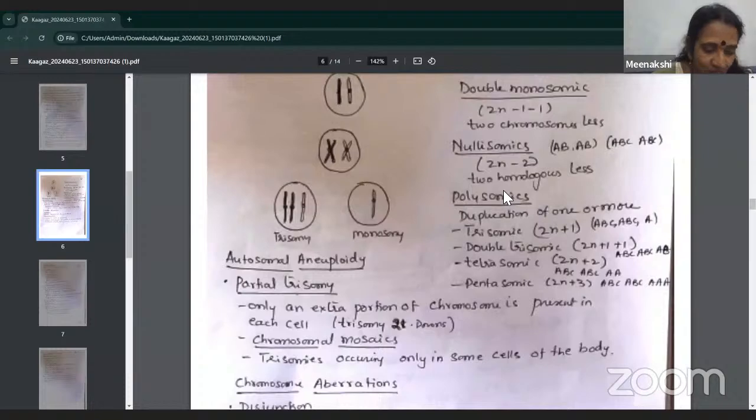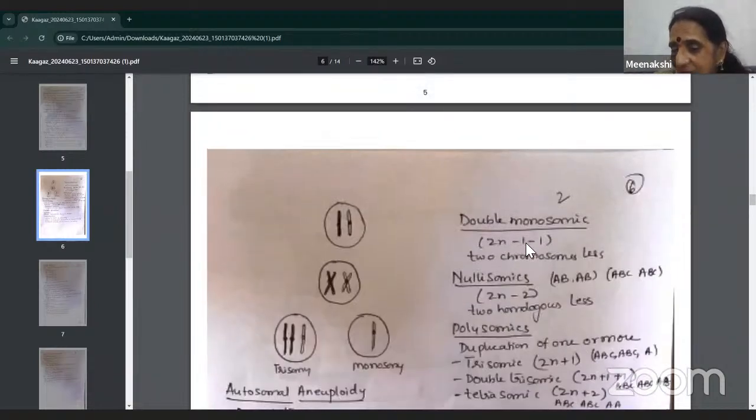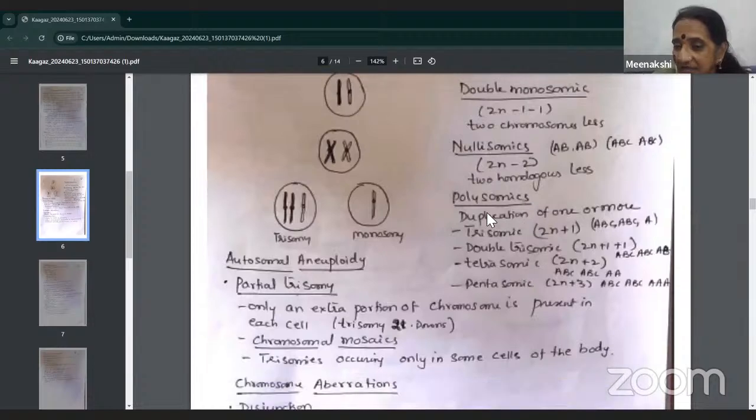Polysomic. When we talk about polysomic, the duplication of one or more chromosomes can occur. Here we were talking about the loss of a chromosome, whereas in polysomic there can be addition of a chromosome. If there is addition of one chromosome, you call it trisomy. Here it is ABC and ABC, the two homologous chromosomes, which is 2n. Addition of one more chromosome A gives 2n plus 1.